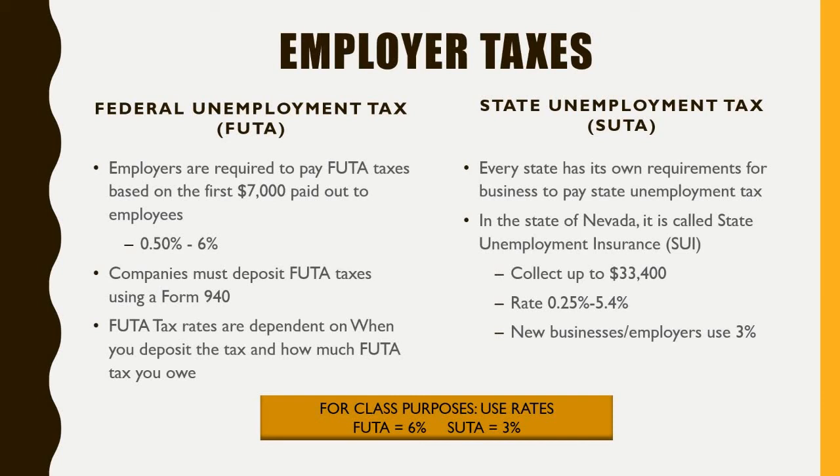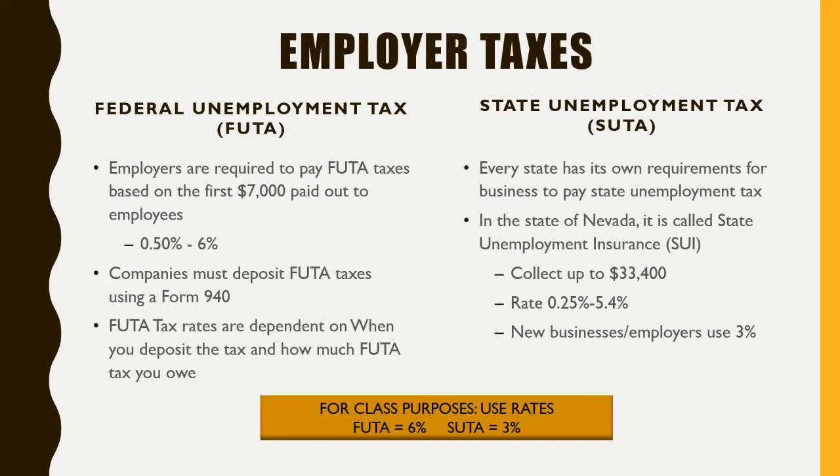Now, they do say that most businesses that are brand new or small businesses, right now their percentage is 3%. So for this, I'm going to have you learn that SUTA is going to be 3%. New businesses usually start off at 3%. Again, state unemployment and federal are two separate things. It depends on the state that you currently have your business in, and it will depend whether you need to pay the state unemployment or not. So those are two other factors.